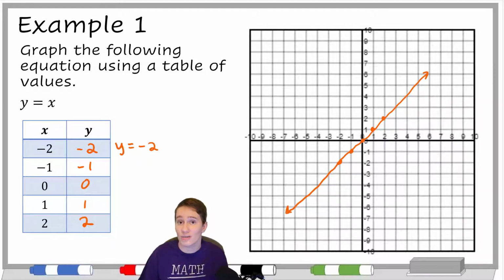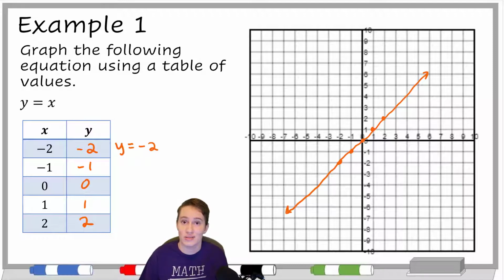These graphs go on forever. We could try to make a huge graph and graph all the way to the biggest number we could think of. If I plug in 10,000 for x, I'd get 10,000 for y. I could graph (10,000, 10,000) if I had a big enough coordinate plane. I don't, but I could.